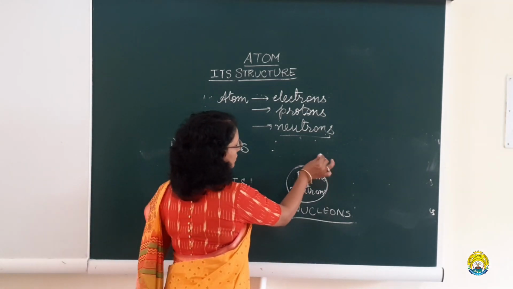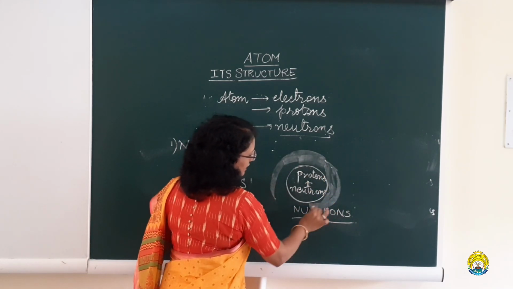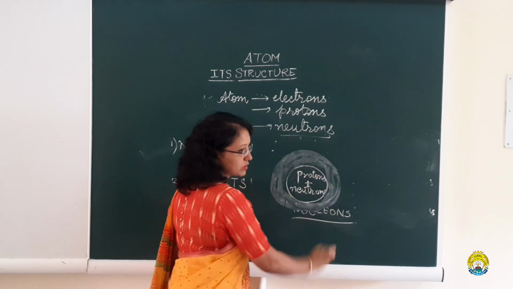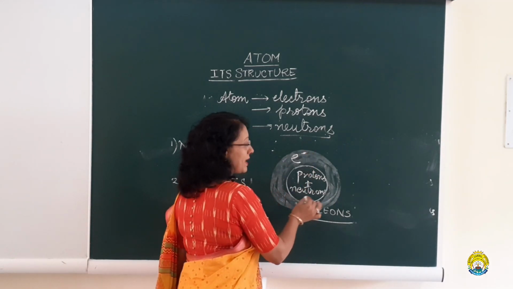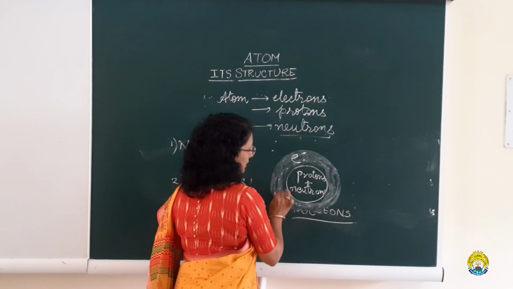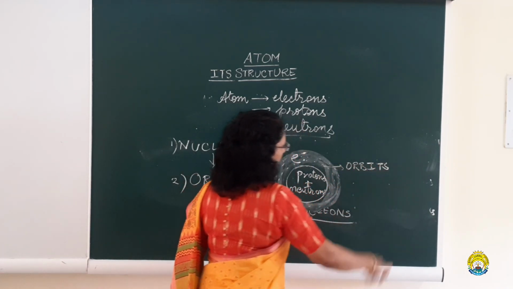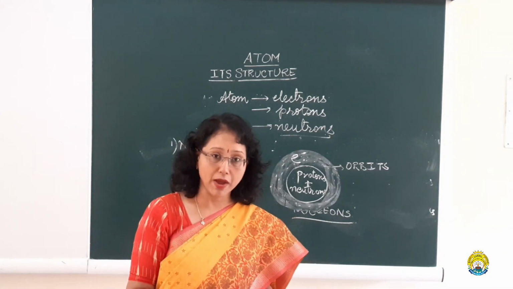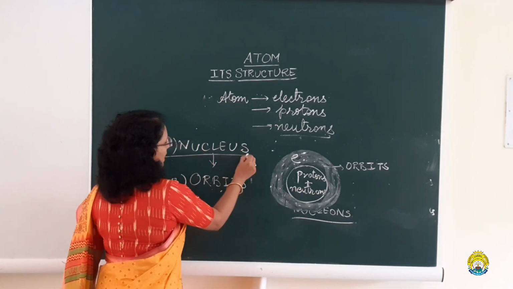Now, outside the nucleus of an atom is the empty space. This empty space has the electrons, which revolve around the nucleus in a circular path, an imaginary path, called the orbits. So, structurally, an atom has two parts.